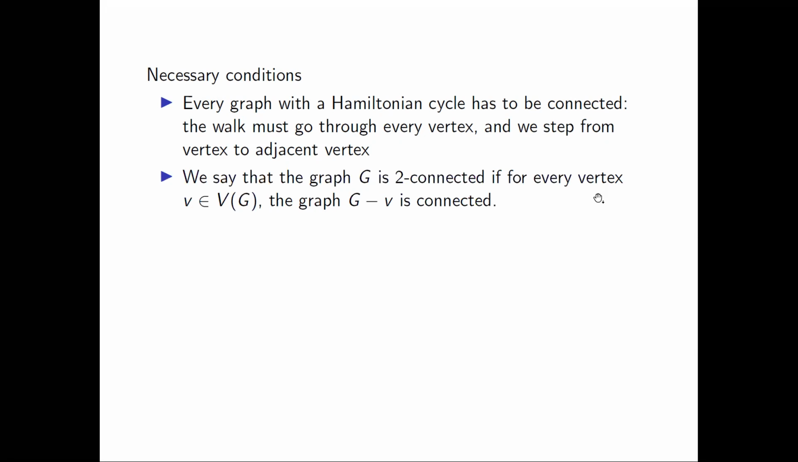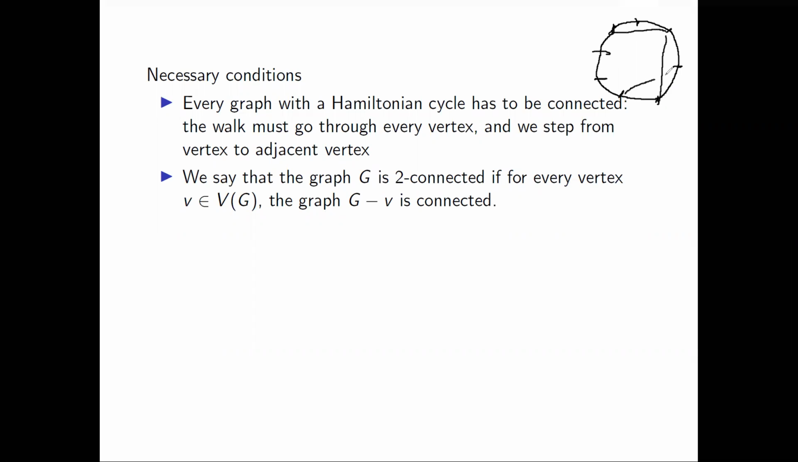Now, there is a term called two-connected, which is even stronger than connected. So we say that a graph is two-connected if for every vertex v in the graph, G minus v is connected. And I claim, if we have some graph G, so here's our graph G up here, I'll draw some vertices on G. There's our vertices. I'll even give it some extra edges. So there's some extra edges in there. Okay, and then we have our Hamiltonian cycle. We can just take that around G.